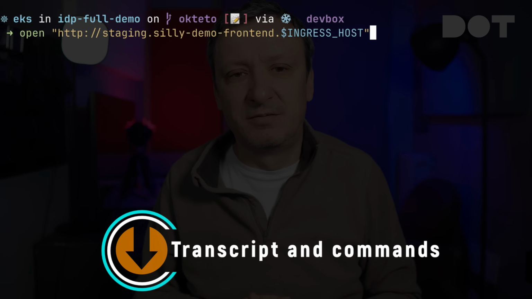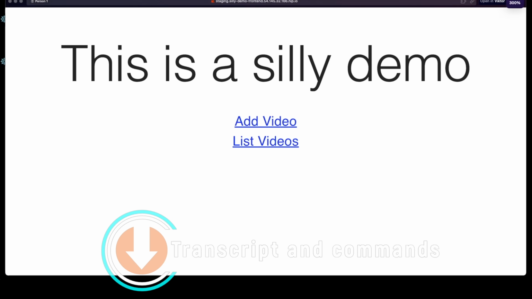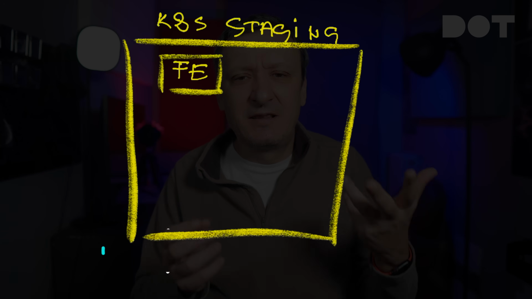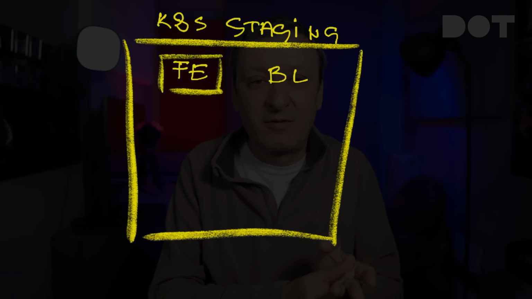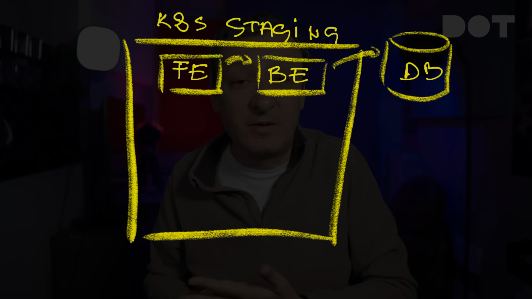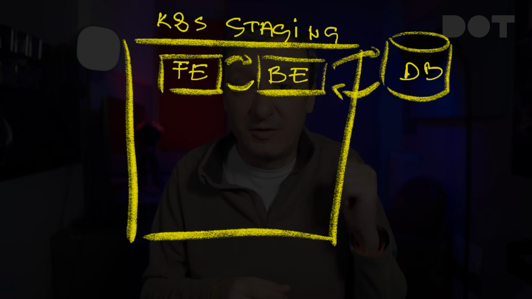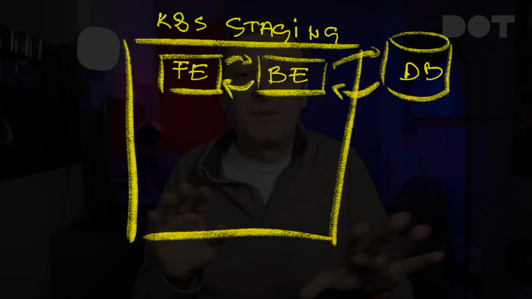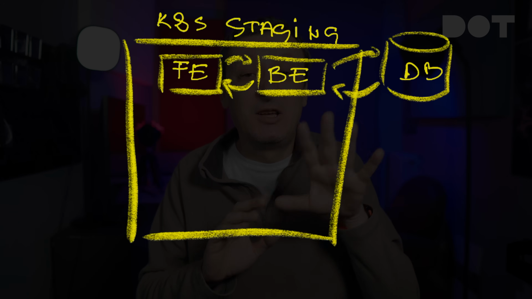Here's the frontend app. It's a simple one. It is a frontend running in the staging environment. It sends requests to the backend, which in turn reads and writes data to the database and responds back to the frontend. So far, that might be the simplest app you ever saw.